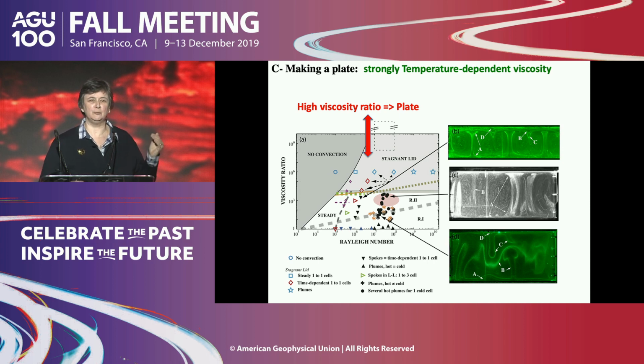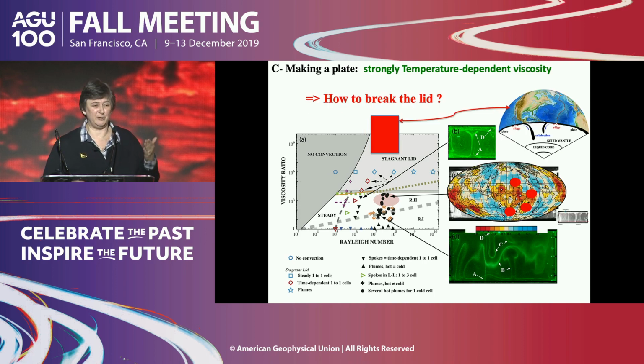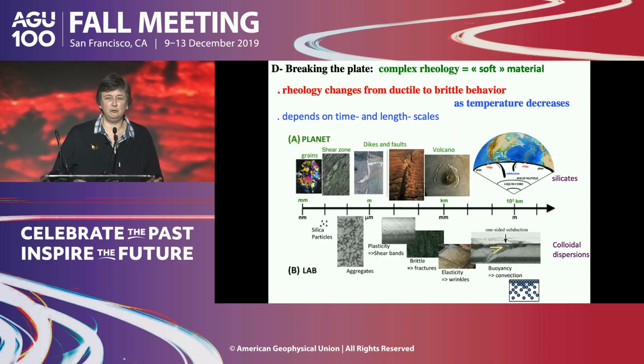And so you're going to pass from cold plumes to cold cells and even to a cold plate that is not going to move anymore for a really high viscosity ratio. This is exactly where the Earth is. So it's very easy to make a plate, but you don't break this plate, you don't make plate tectonics. So to break the plate, you really have to consider the full complex rheology of the Earth's material.